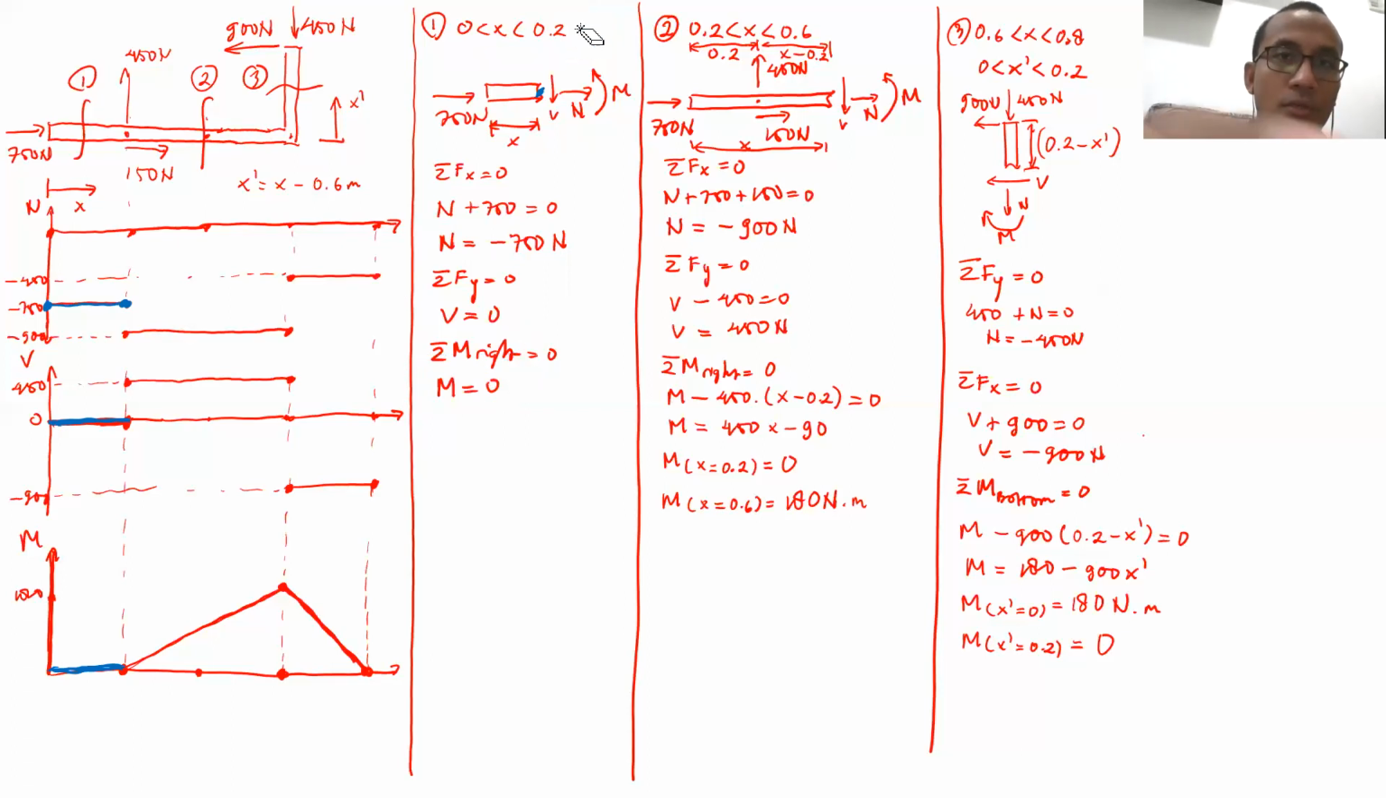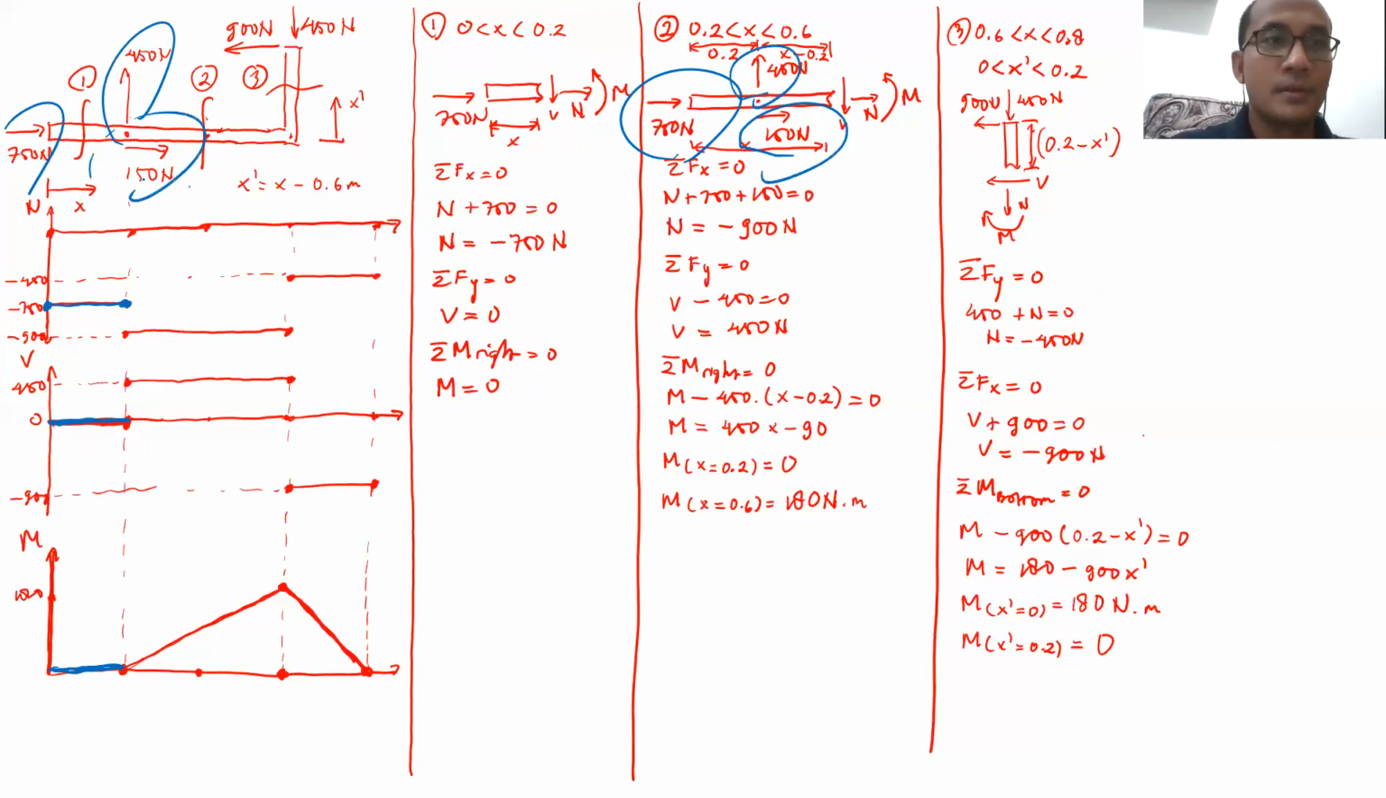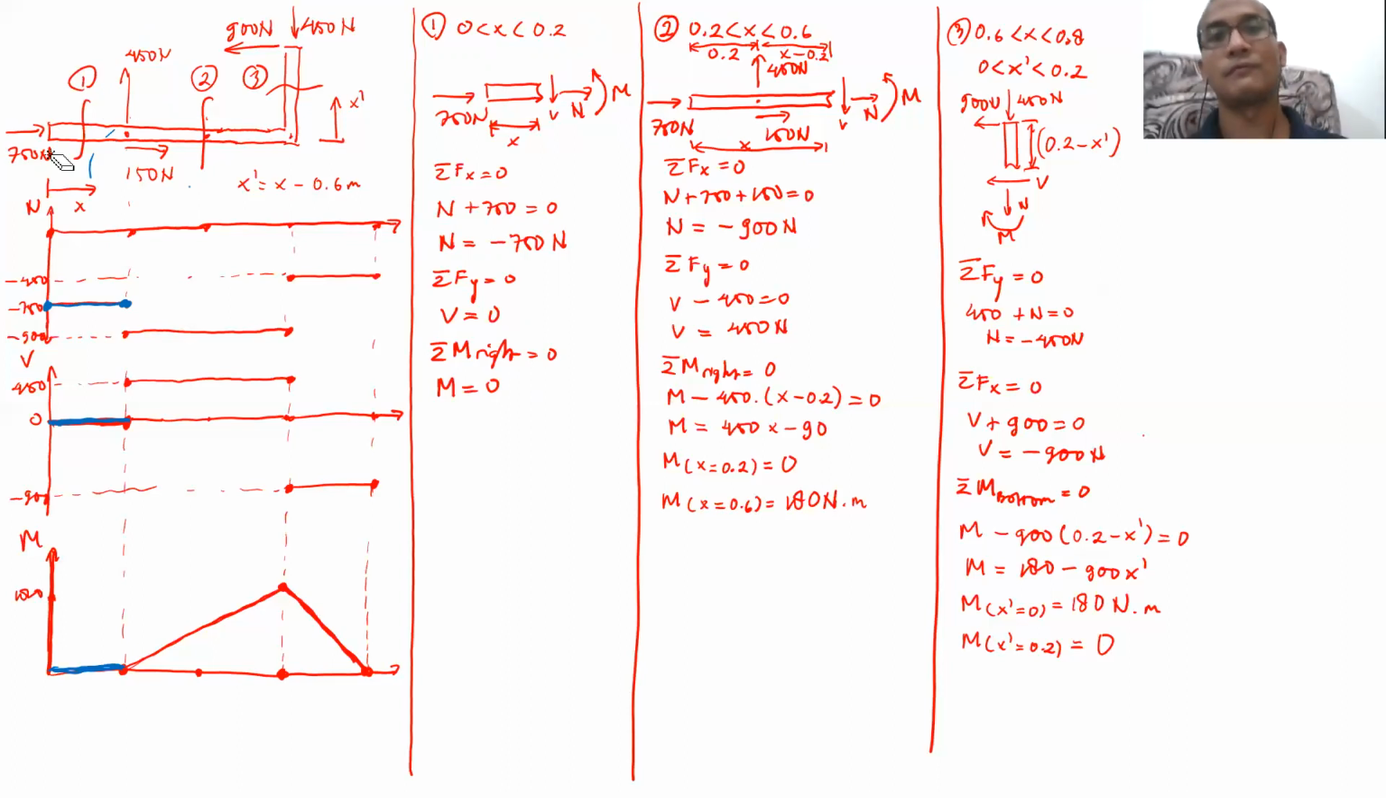Then let's continue with the second free body diagram. For the second free body diagram, I use the left side of the cut, this part. And this is the free body diagram. The external forces there will be 750 from this one, 450 from that one, and 150 from this one. Those are the external forces. Now we can try to solve for V, N, and M.